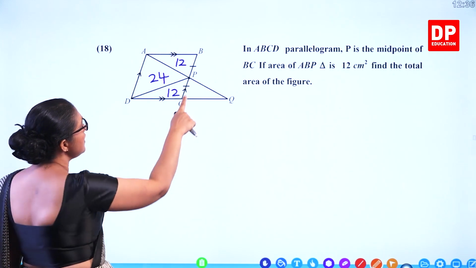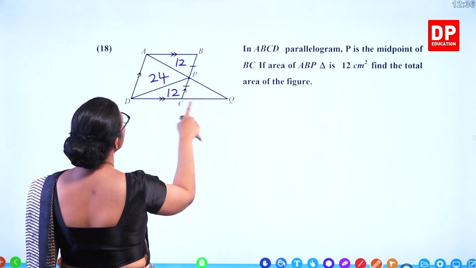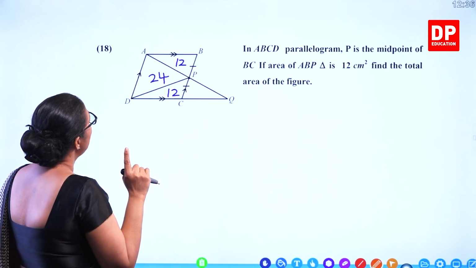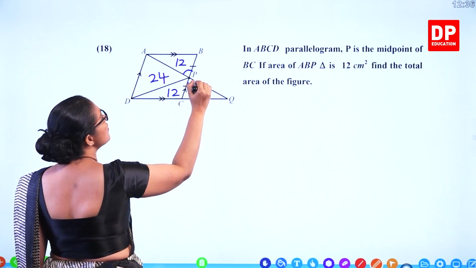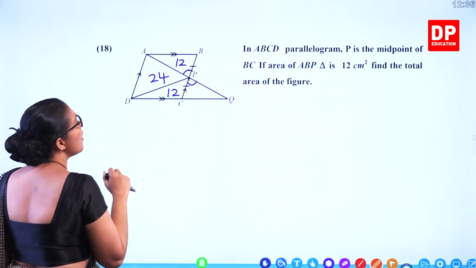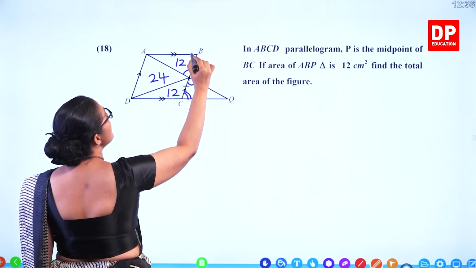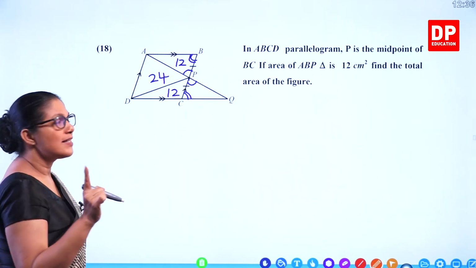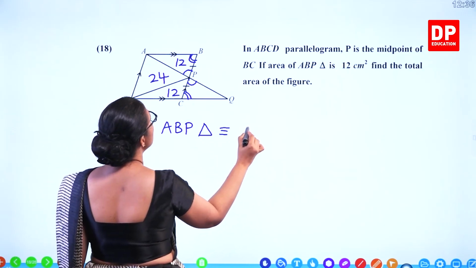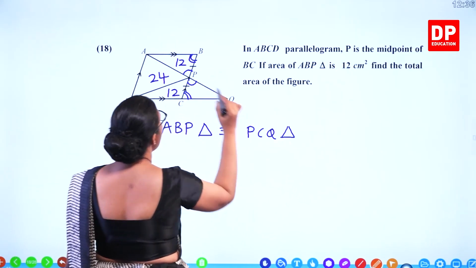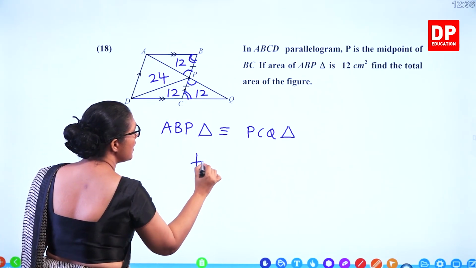Then what about this area? You need to check whether this length is also equal. Look at carefully. These two triangles. This angle is equal to this one. This length is equal to this one. And when you take alternate angles, this is equal to this angle. So the two triangles are congruent. ABP triangle is congruent to PCQ. So same area as that. So that's also 12.